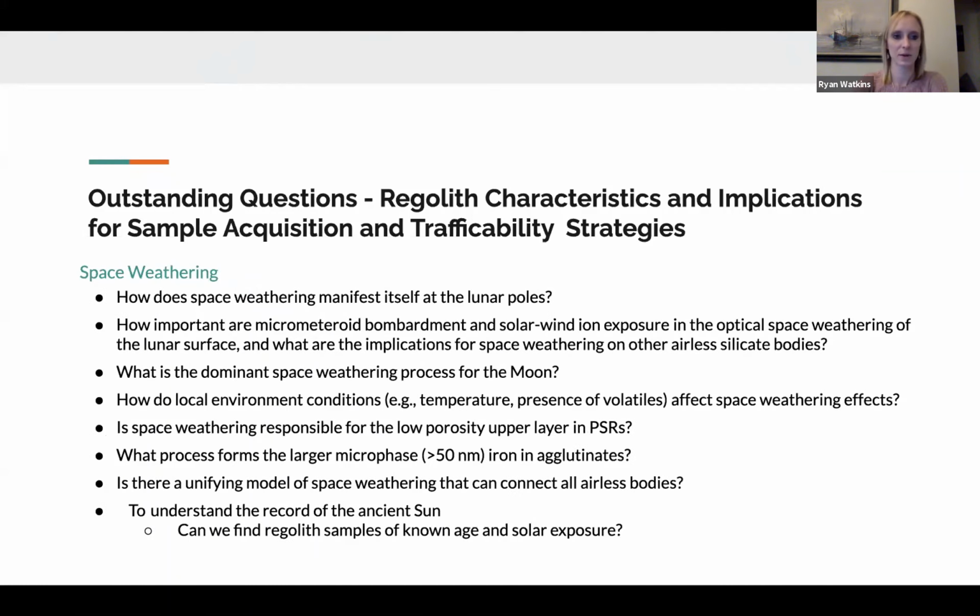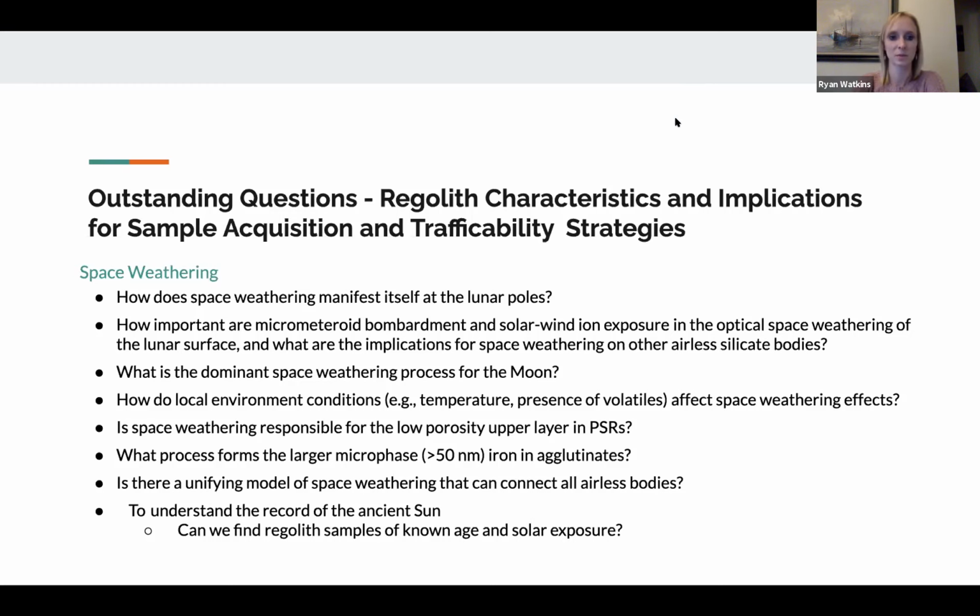Lots of discussion on space weathering as it related to regolith, especially at the poles. So how does space weathering actually manifest itself at the poles? Is it different than equatorial regions? How important are things like micrometeorite bombardment and solar wind ion exposure in the optical space weathering of the surface? Again, what are the dominant space weathering processes for the moon? How does the presence of volatiles and the temperature affect these processes? So you see a theme here, a lot of questions related specifically to polar regions, which have been previously unexplored. And then is there a unifying model of space weathering that can connect all of the airless bodies?